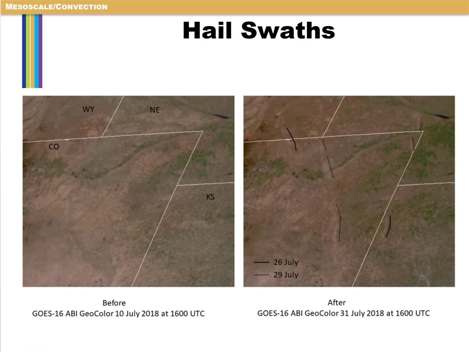The hail swaths show up most clearly in the GOES ABI geocolor imagery, as can be seen in this before and after imagery from July 2018. In late July 2018, a persistent northwest flow aloft led to multiple rounds of severe thunderstorms with hail that tracked southeast. In the after image on the right, the hail damage swaths can be seen in the imagery. Black lines are shown slightly to the right of each hail damage swath for clarification. Solid lines denote swaths from storms on July 26, while dotted lines denote storms from July 29. Note how these hail damage swaths were absent in the imagery in the before image on the left from July 10.